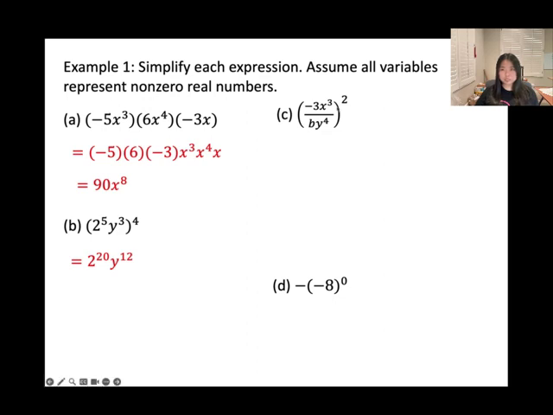Okay, C. Let's break it down. The 2 for the square here is going to be applied to the numerator and also the denominator. And then you're going to distribute it one by one. So you do have a -3 squared times a to the power of 3 to the power of 2. Okay, and then same idea for the denominator. You're going to distribute it one by one here. Double check, can you simplify this? No, right? So this is going to be your final answer.